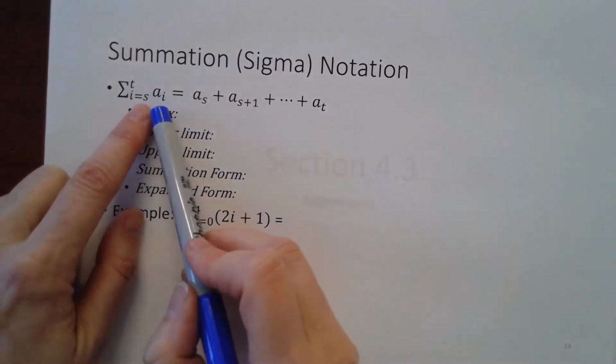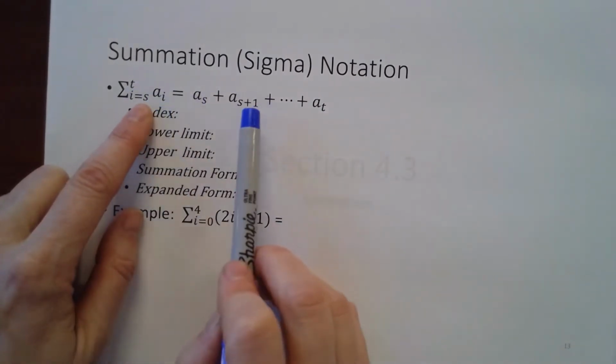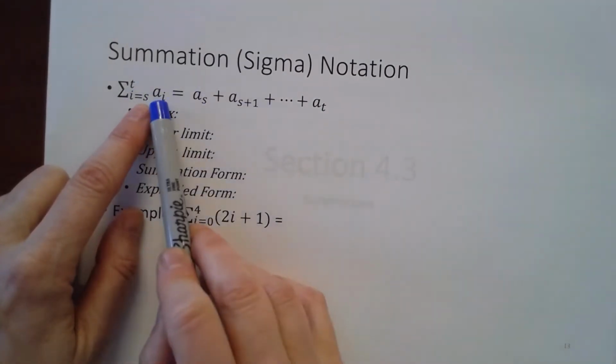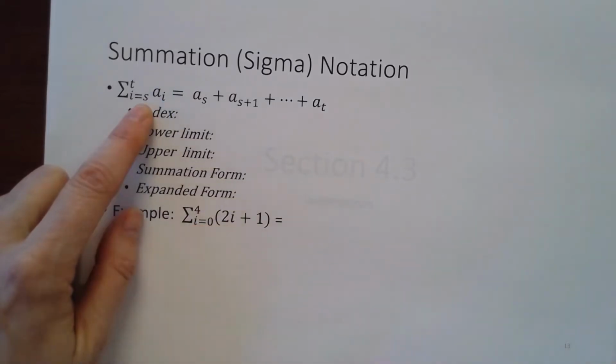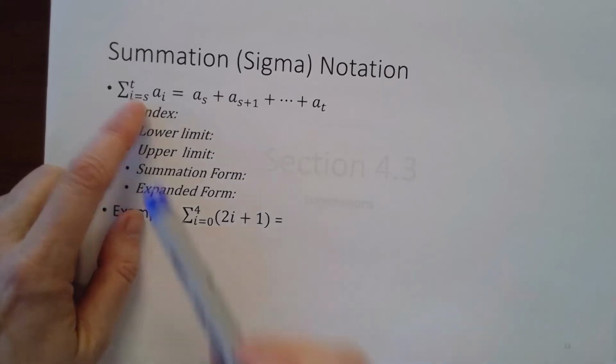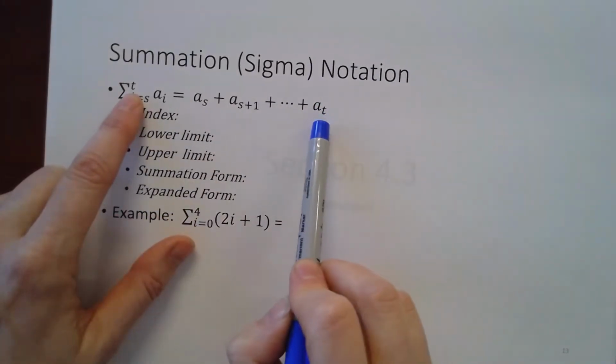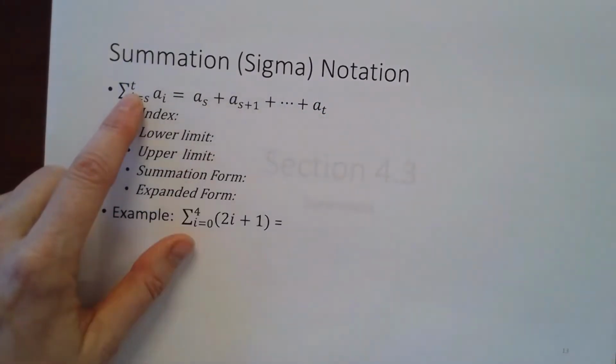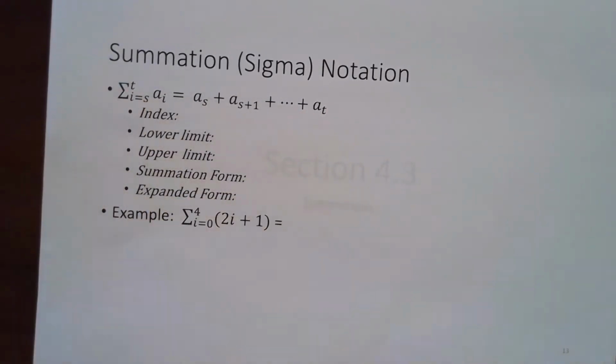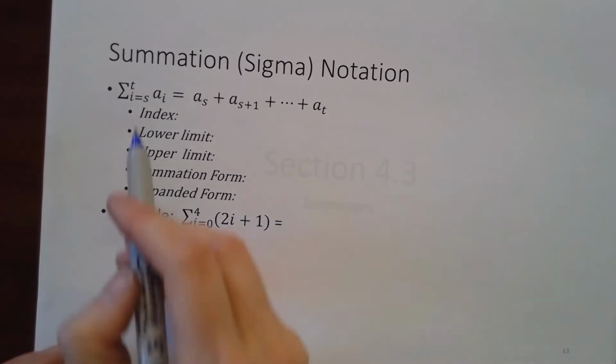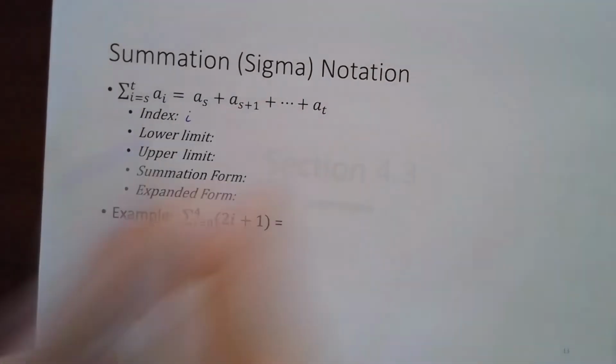Then I move to the next value after s, so I'd go to s plus 1 and plug that one in. I just keep going to the next one and the next one and the next one. Then I'd stop at the end when I get up to the number at the top of the summation. There's a few different parts. This i right there is called the index of the summation.